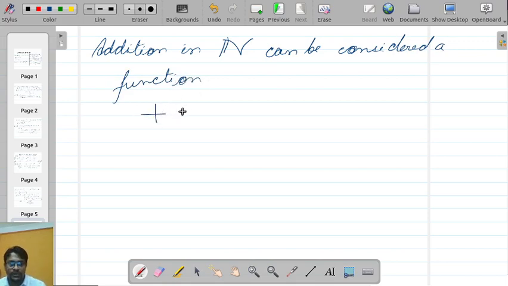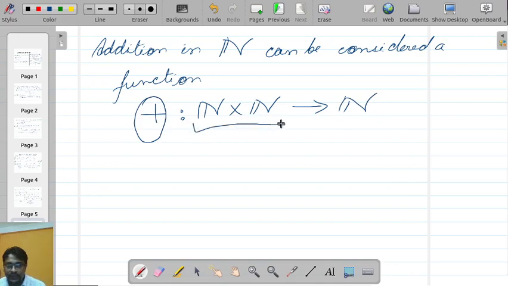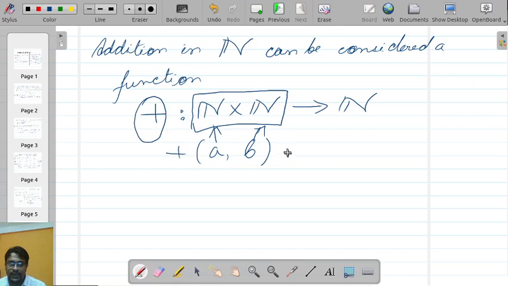Say plus, so it is a function from which set to which set? It is a function from N cross N to N. For addition I need two numbers, so that is why I need this particular set. The first number comes from this set, the second number also comes from this set N, and we get something like a plus b.